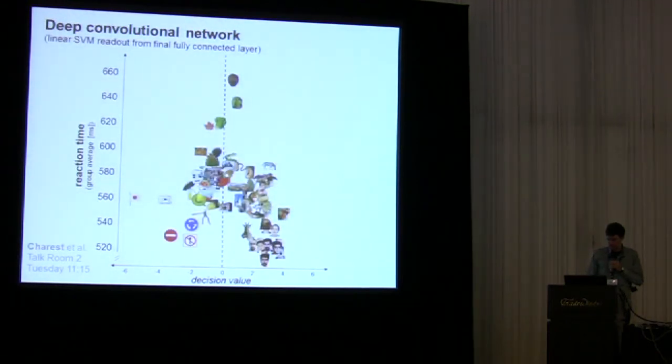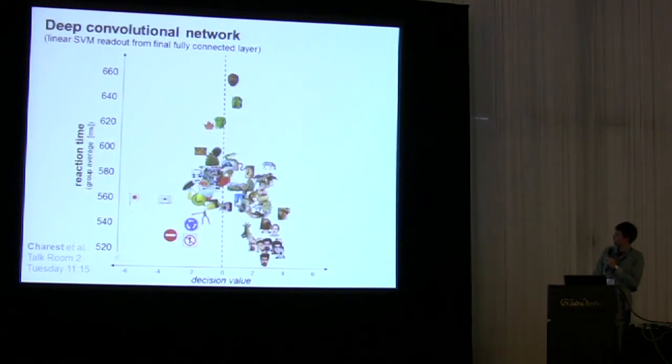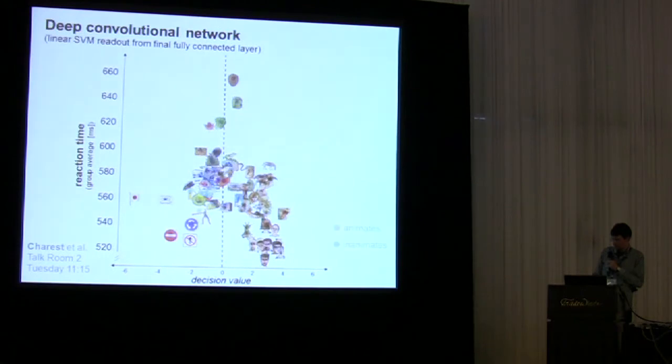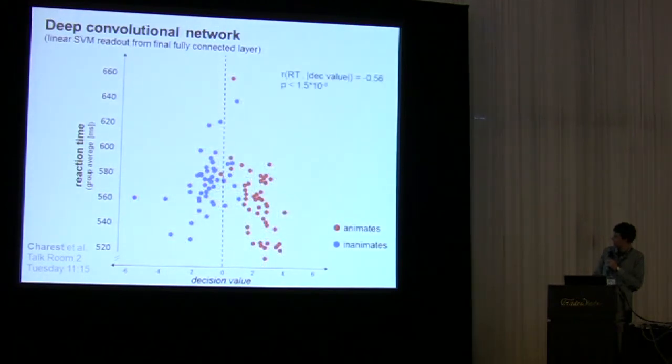And here's just a taste of how well this works when we use the top layer of the deep convolutional network. You see that when the decision value is close to 0, so it's close to the boundary, we get these large reaction times, and then as we go away from the boundary, we get much faster reaction times. So that's just an advertisement for Jan's talk. That's all I have.